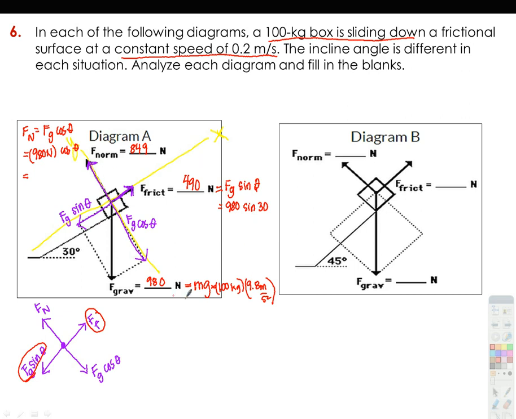It will be exactly the same process. The only difference is we're changing the theta to 30. By the way, this one is 980 cosine 30. We're changing the angle 30 to 45. It should be exactly the same process. If we follow exactly the same process, your force of gravity should be 980 newtons, your normal force should be around 693, and your force of friction should be equivalent to 693 newtons.